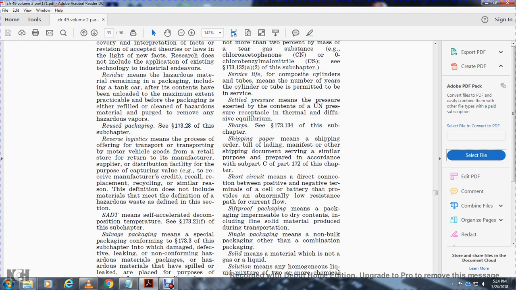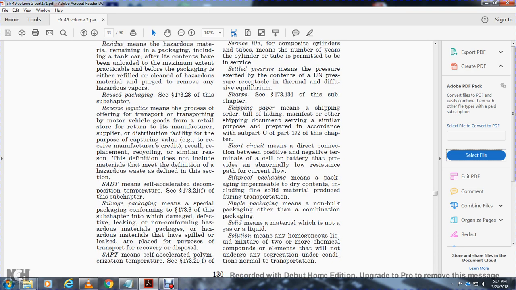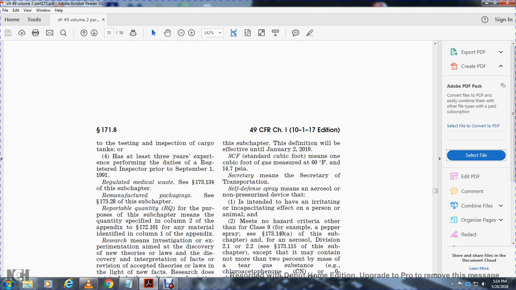Salvage packaging means the special packaging performed in 173.3 of the subchapter, damaged, defective, leaking and non-performing as of the material packaging with the hazard material with the spill of the packaging, played for the purpose of the transportation, recovery and disposal. SAPT means self-accelerated polymerization temperature, 173-21F.